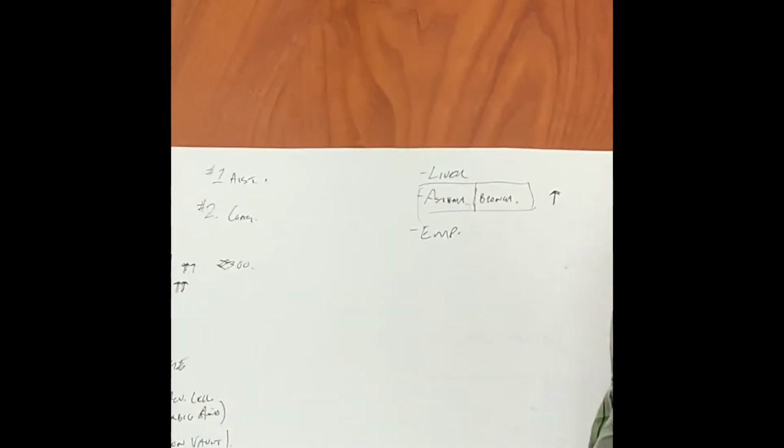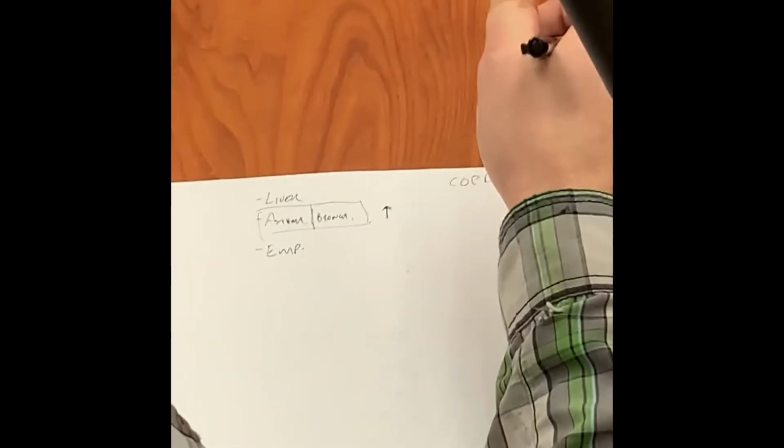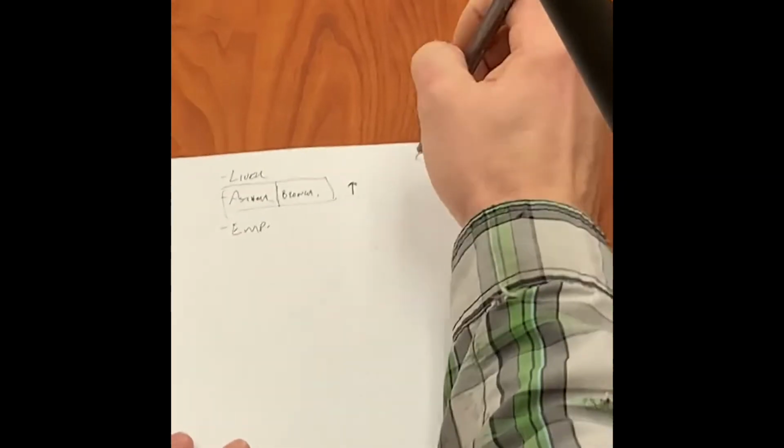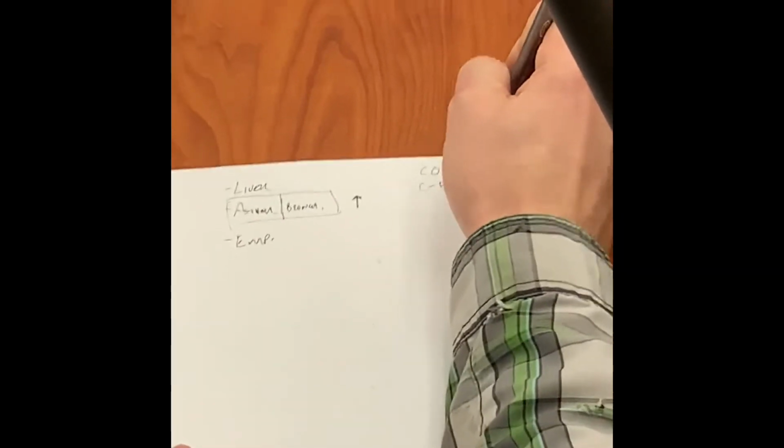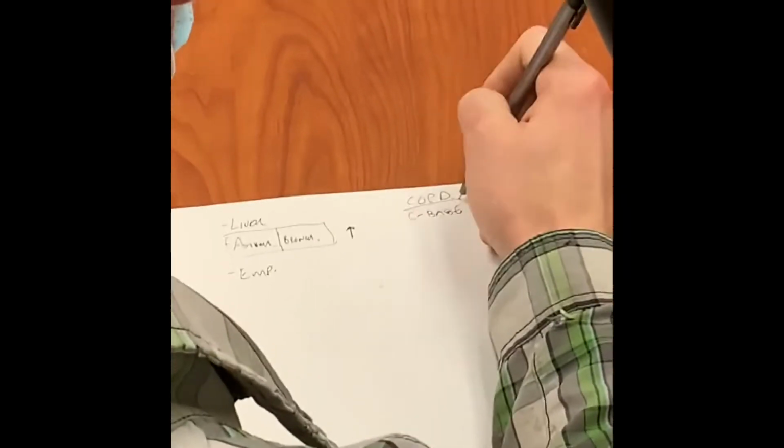Emphysema. Remember, I know I kind of beat a dead horse with this. COPD, chronic obstructive pulmonary disease, is an umbrella, and this is what I tell all the students. Underneath this is CBABE: cystic fibrosis, bronchitis, asthma, bronchiectasis, and emphysema. All of them are COPD.